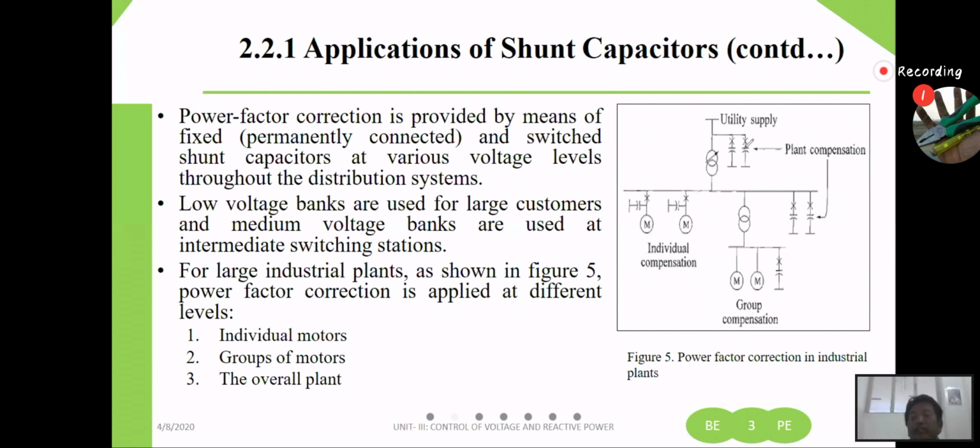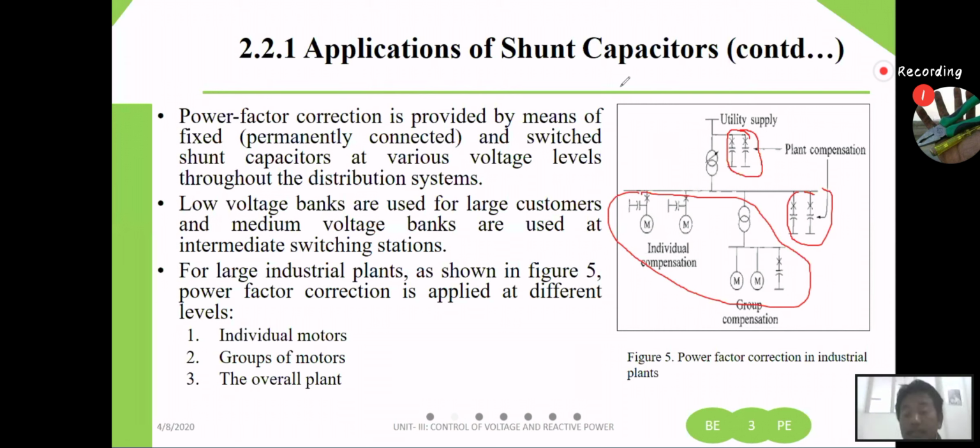Another option could be to connect to the whole system. If you connect a shunt capacitor here, it will control the power factor of all the loads. Then there is no need to connect these two. If you connect this one, that is known as plant compensation, meaning overall plant compensation.